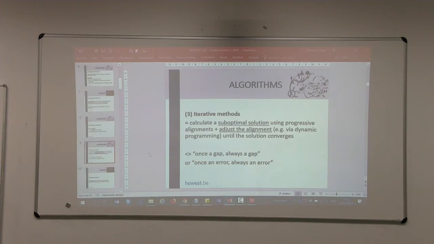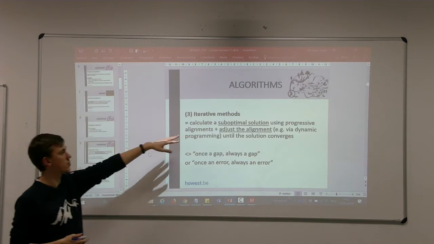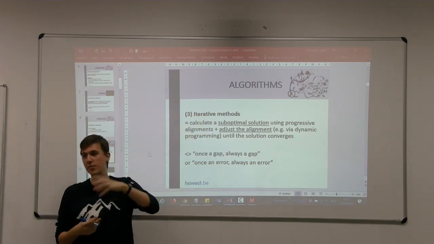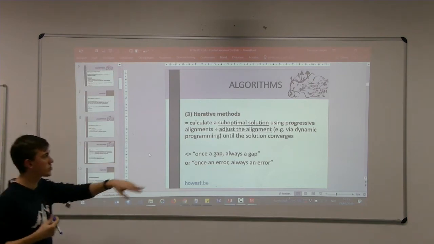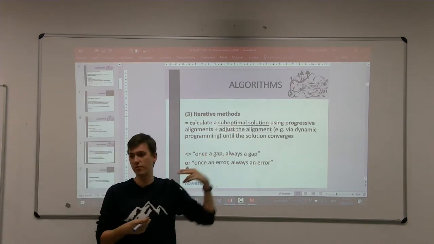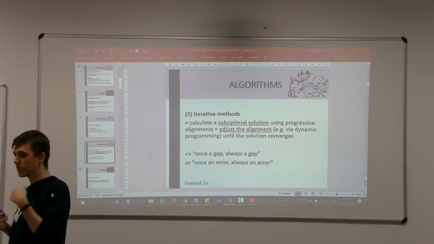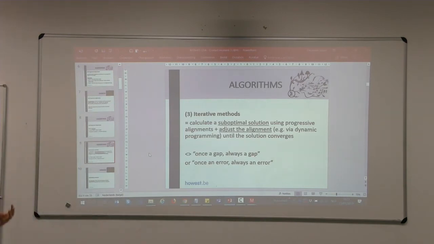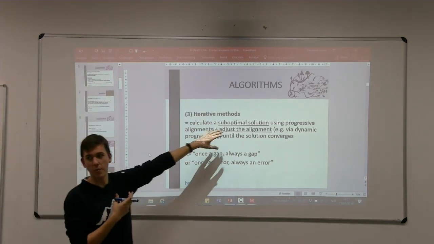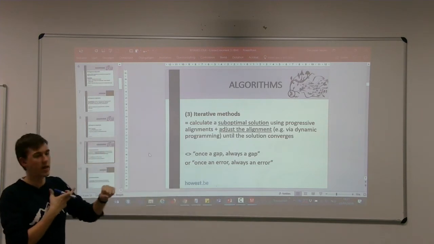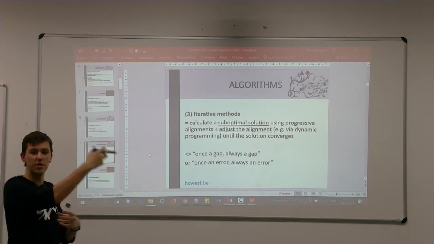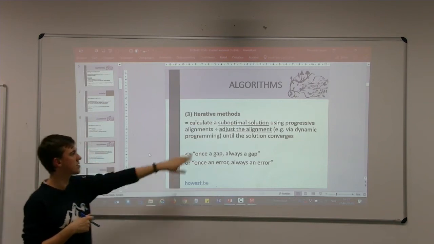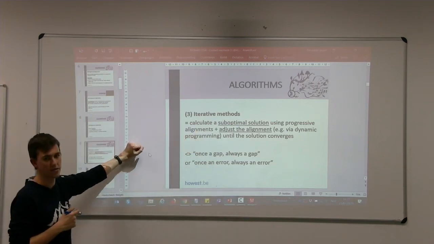Iterative methods think that they calculate a suboptimal solution using a progressive alignment. So they try the alignment method, for example, that is used by ClustalW, but they try to adjust the alignment in an iterative way, which means that they will have multiple cycles of trying to solve these problems, trying to create a better alignment, and if you have a better alignment with a higher score, it will replace the original alignment that was created using the progressive alignment methods.